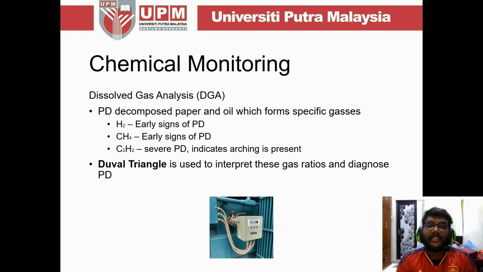Whereas when there is ethylene, it shows that it is critical because there is severe partial discharge happening inside, and it also indicates that there is a voltage breakdown happening inside the transformer, which causes arcing in the transformer. So all this intensity of byproducts is then tabulated using a Duval triangle, where it can interpret the gas ratios and diagnose the partial discharge.